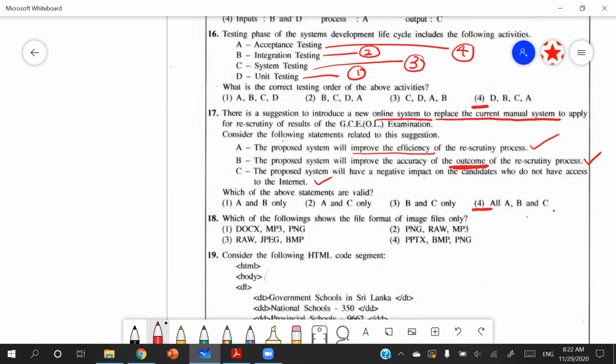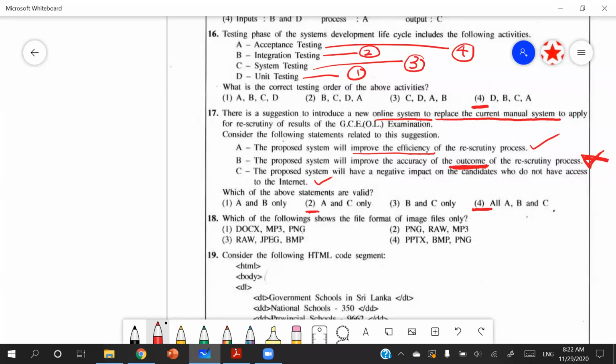In the B part, they are talking about the accuracy of the outcome of the re-scrutiny process, right? So applying won't affect the outcome, right? So this particular system will not affect the outcome. That is very tricky. So B is going to be a wrong one. So that is why A and C has been given as the correct answer.